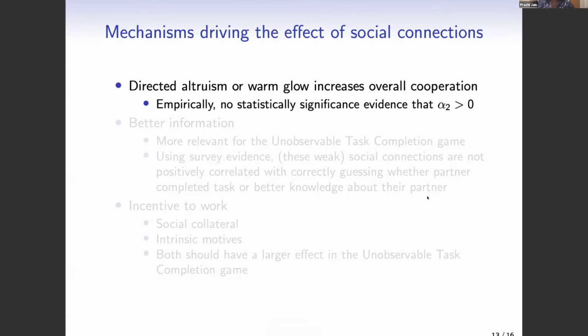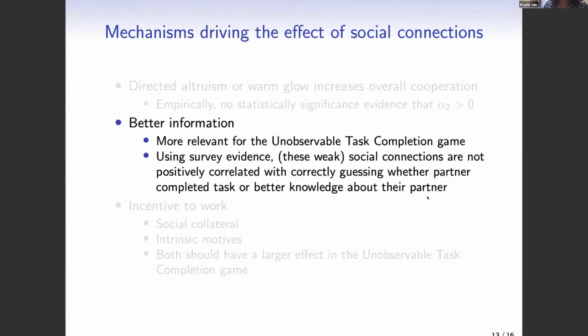Okay, I'll try to be brief here. I think about the mechanisms, right? What is really going on that these social connections are doing? As I mentioned, if the story is directed altruism or warm glow, that I just like my partner, then we would expect that to increase cooperation overall, and that should have shown up in alpha 2. Since I don't see statistically significant evidence, I can't say this is not present at all, but certainly this doesn't seem to be the main channel for the results I see.